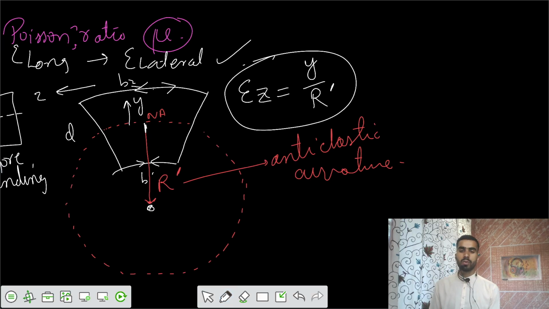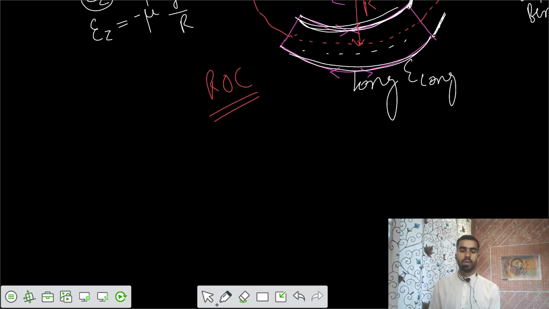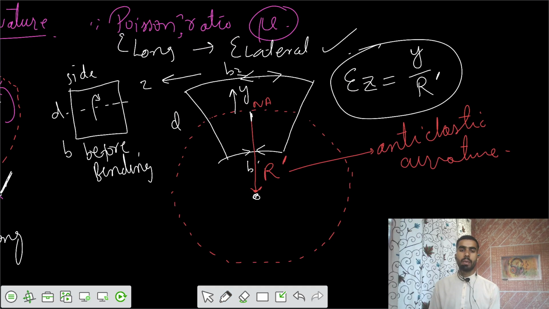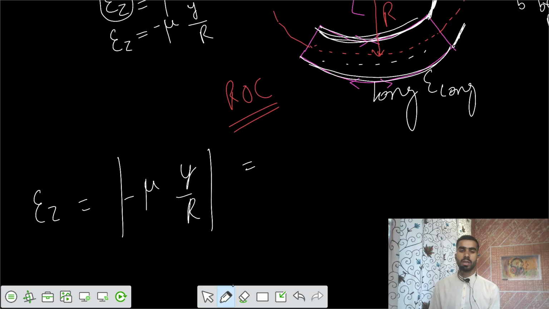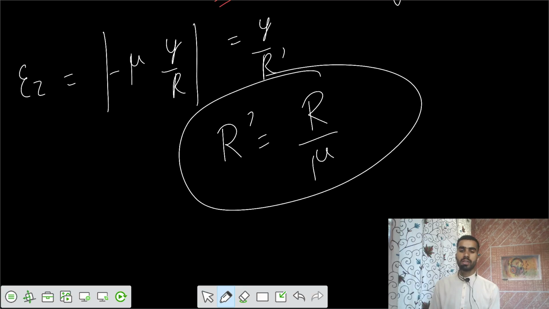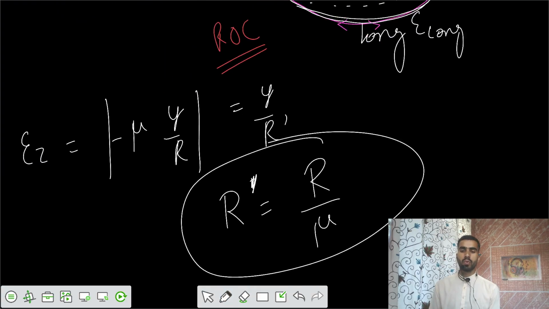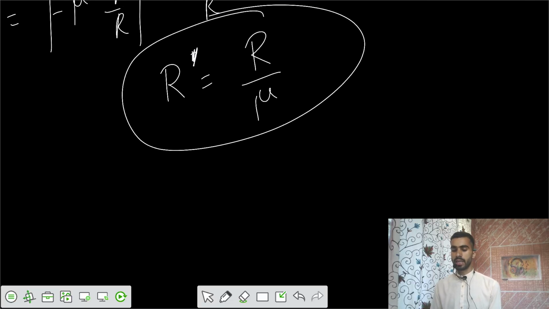Now if you equate those two, taking the magnitude, minus mu y by R equals y by R dash. Then we can say R dash equals R by mu. So the anticlastic curvature is the actual radius of curvature along the long axis divided by mu. This is your anticlastic curvature.